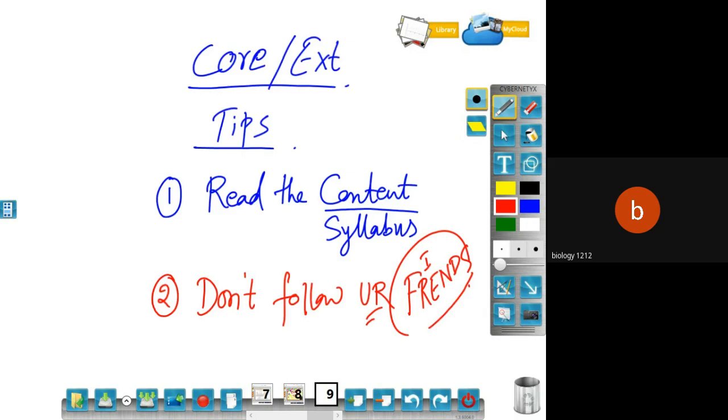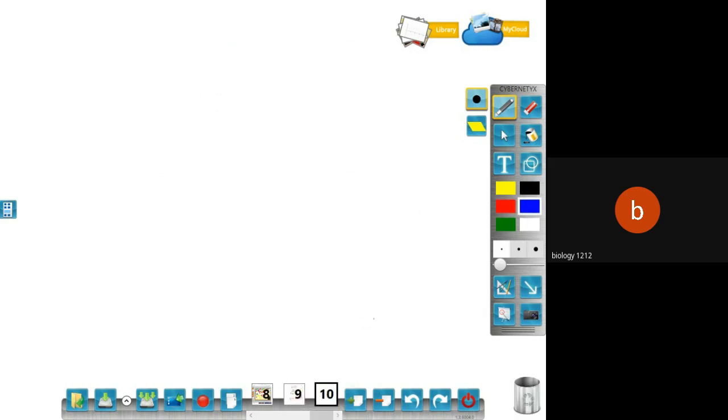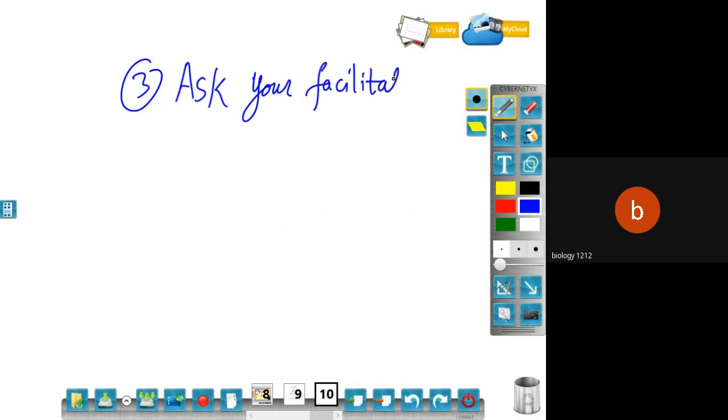Next, the third point: ask your facilitator, teacher, or someone who understands you. Very important is when someone understands you. For example, a friend who is very intelligent in studies and can give good feedback on your studies. Second, the facilitator, teacher, or your elders, your parents. Do take advice from them on whether you should go for core or extended. This is a very important thing.